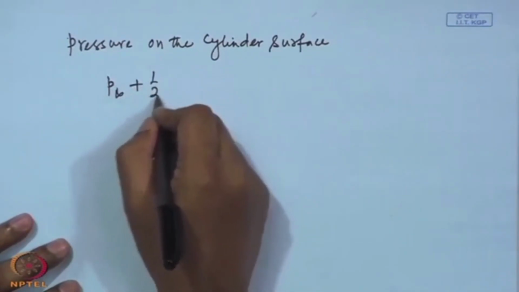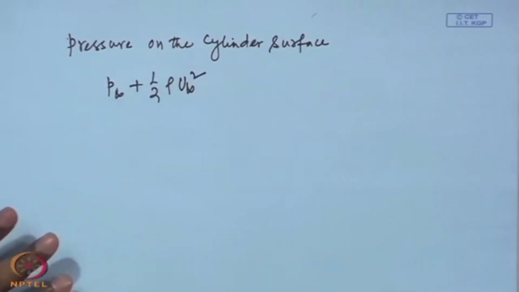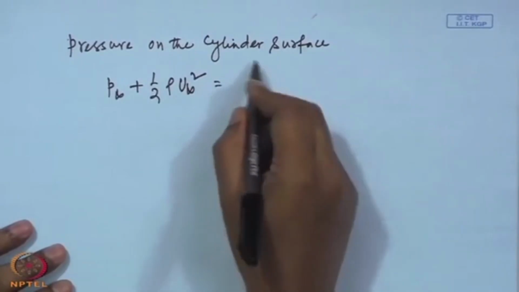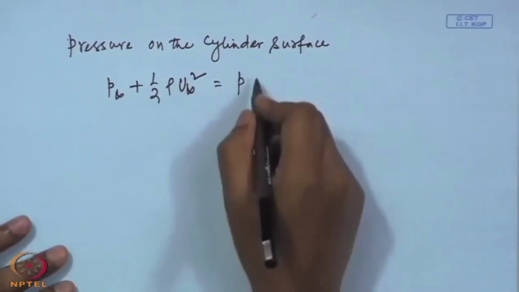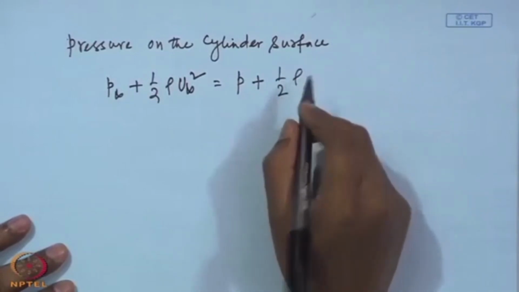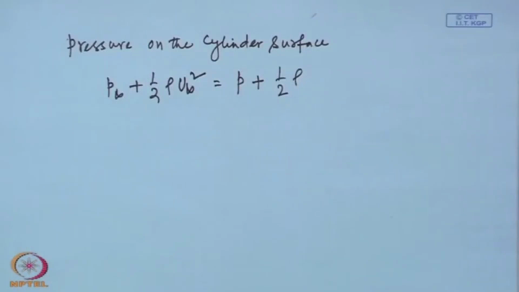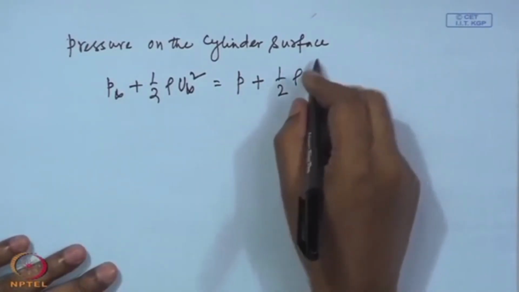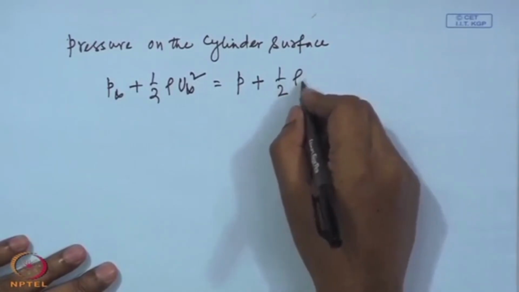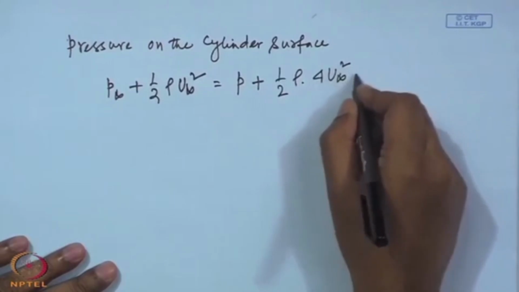Taking one point at infinity or far away, P plus half rho u r square plus u r on the cylinder surface is 0. So, only u theta square. And what is u theta square? 4 u infinity square.